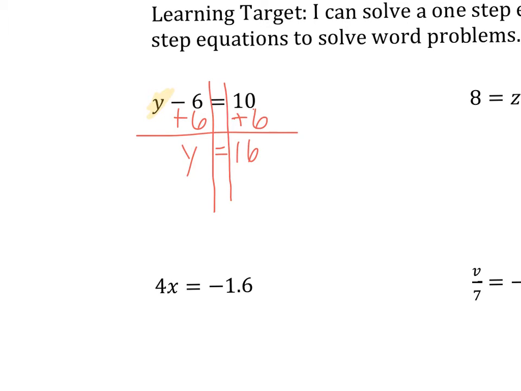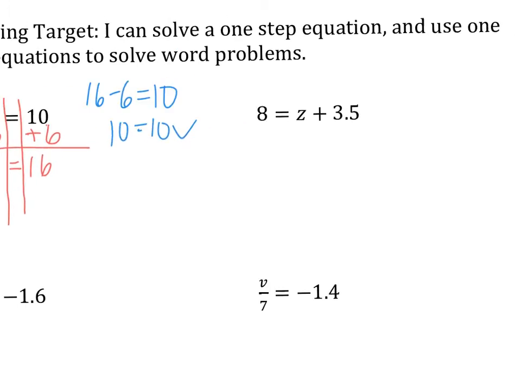Now we can check our answer by substituting what we get back into our equation. So we could do 16 minus 6 equals 10, and then that gives us 10 equals 10. So good, we checked it, we got the right answer.